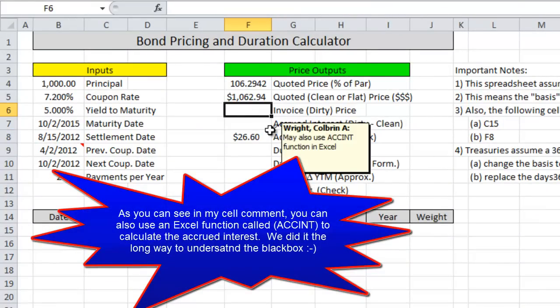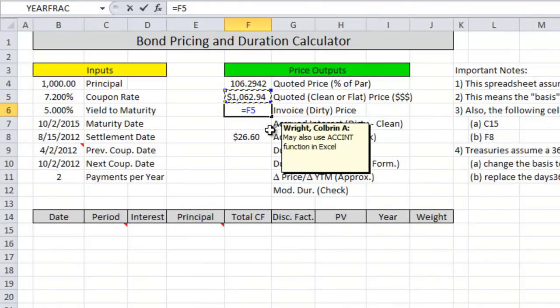So in order to get the invoice or the dirty price, you could just take the clean or the quoted price and add the accrued interest. That's how much you would actually have to pay to get into this bond. Okay, that's the simple, quick and dirty black box method of pricing a bond in Excel.